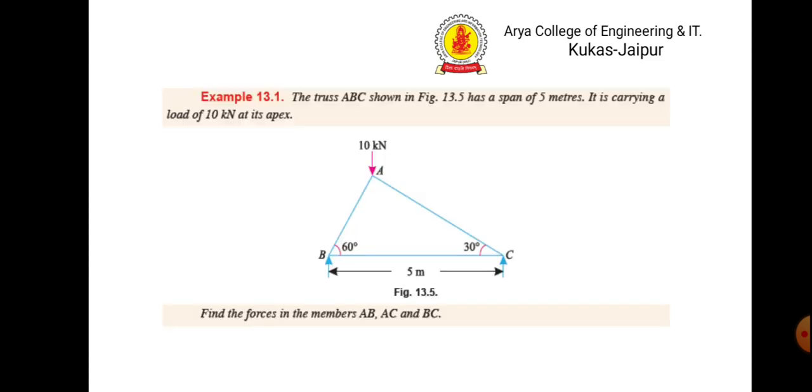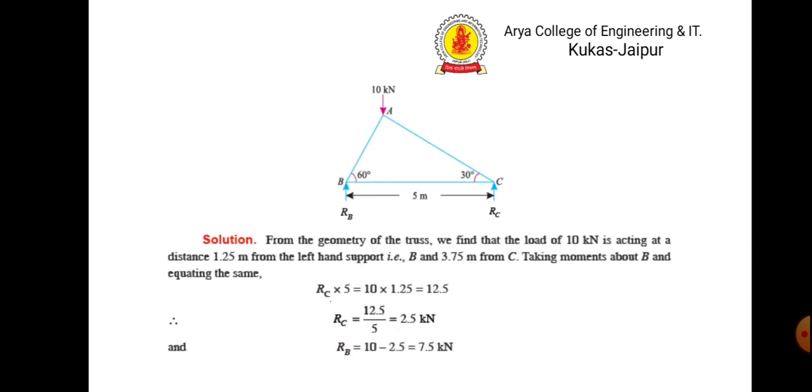In this truss, it has a span of 5 meters and it is carrying a load of 10 kilonewton at its apex. So we have to find the forces in the members AB, AC and BC. Now, what is the first step? We have to find out the reactions. So at B and C, the reactions are RB and RC.